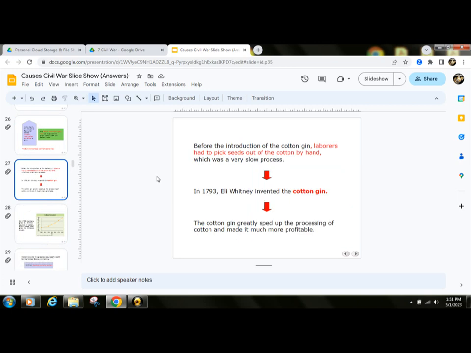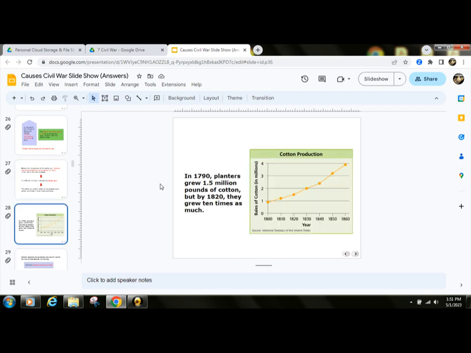Before the introduction of the cotton gin, laborers had to pick seeds out of the cotton by hand, which was a very slow process. In 1793, Eli Whitney invented the cotton gin. The cotton gin greatly sped up the processing of cotton and made it much more profitable. So remember, you need textiles, that's clothing. Well, you need cotton. You didn't have synthetic materials like we do today. But again, the cotton gin was making it a lot easier to pull the seeds out of cotton.